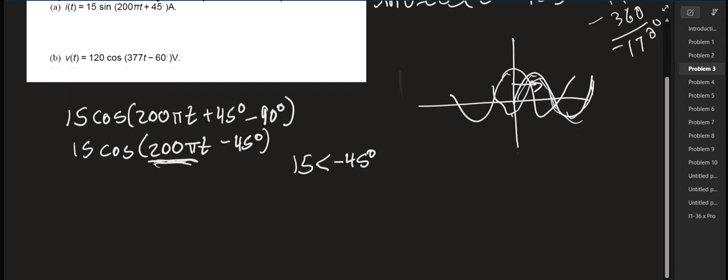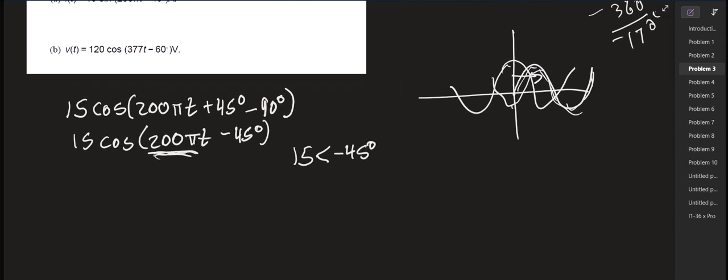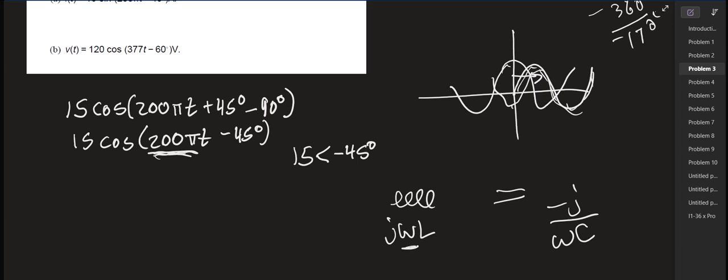But where it does come into play is when I start changing my inductors and capacitors to the phasor domain. An inductor is j omega L, and a capacitor is minus j over omega C. When I convert those to the phasor domain, this omega is this number right here. It's the 200 pi. So that's where the 200 pi will show up in your circuit, is in your inductors and capacitors.